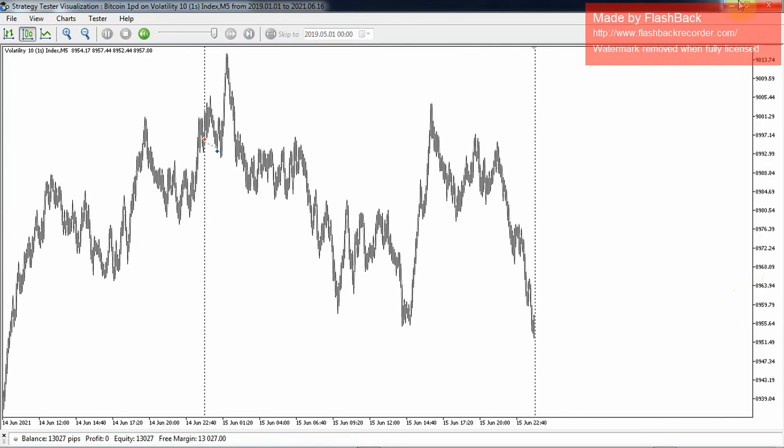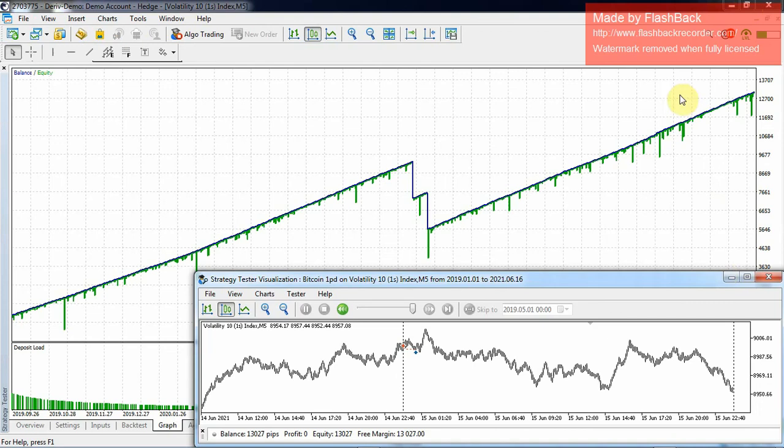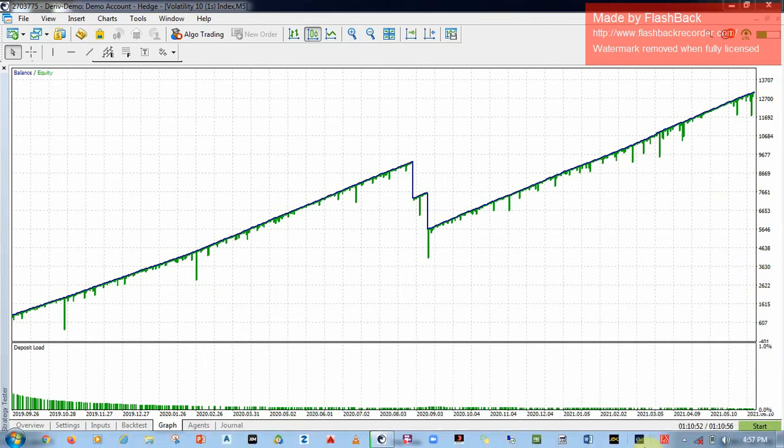Okay, so the backtest is done right there. We can close the visualizer. The backtest is done from 2019 September 26th to 2021 June 16th. The balance line, smooth balance line, 2 losses, almost up 13k.